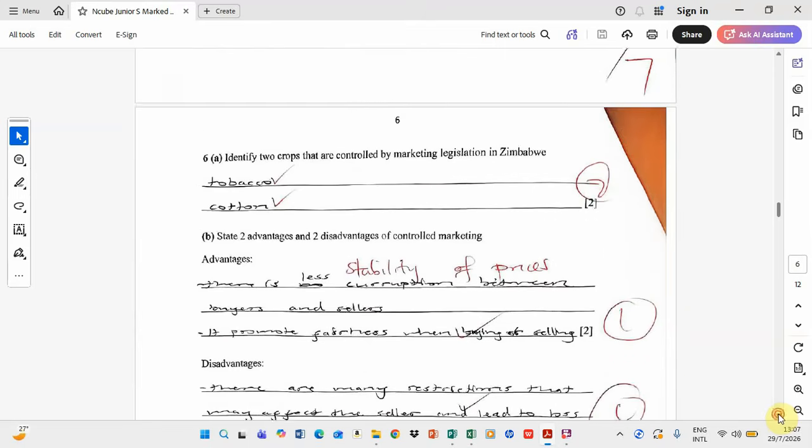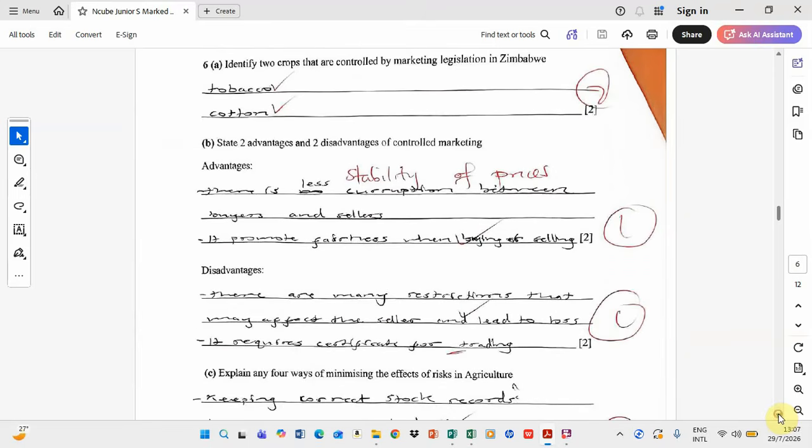And then number six, identify crops that are controlled by marketing legislation. These are the crops of importance in Zimbabwe, and they are controlled by marketing legislation. And one of those crops include tobacco, cotton, maize, wheat, sugarcane. So these are the important crops in Zimbabwe. That's why their marketing is controlled by the law, right?